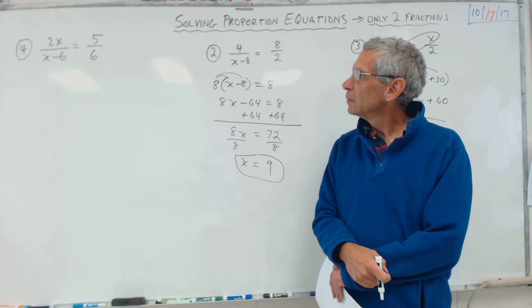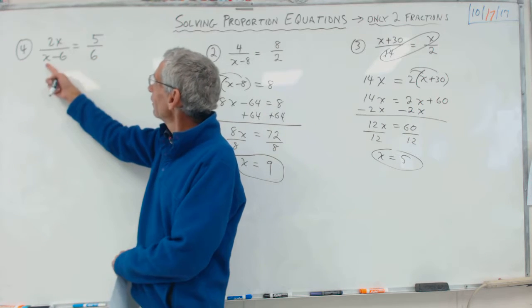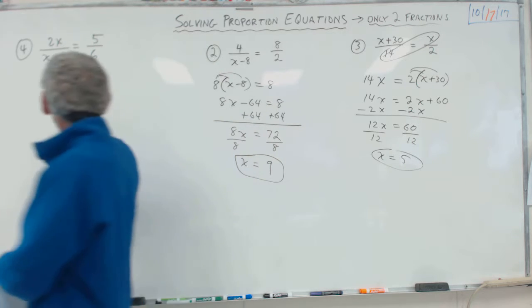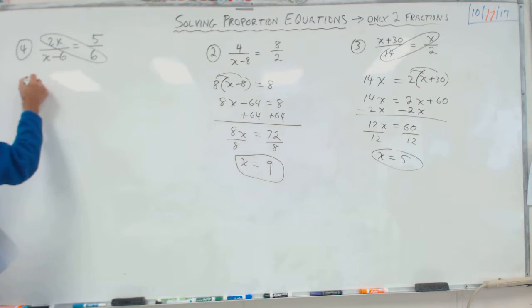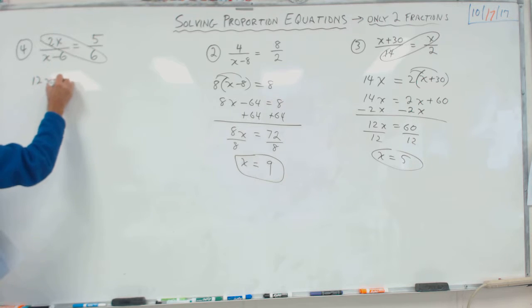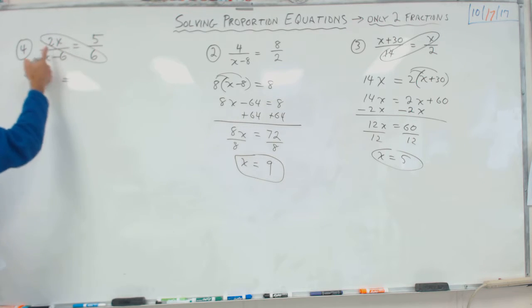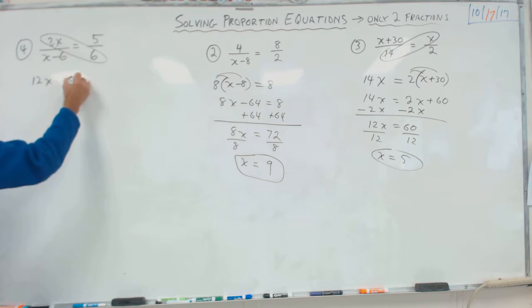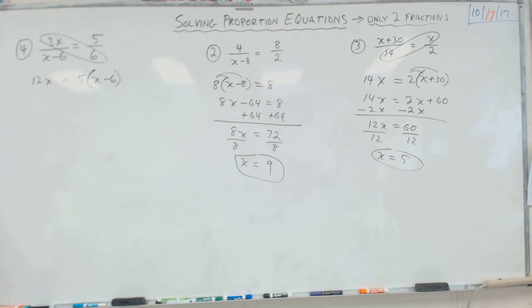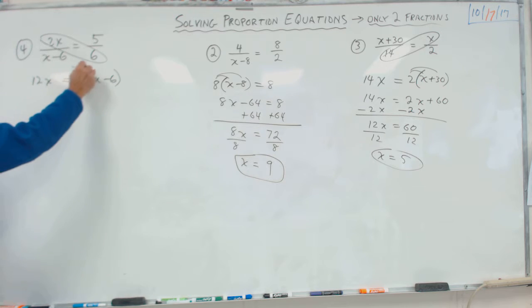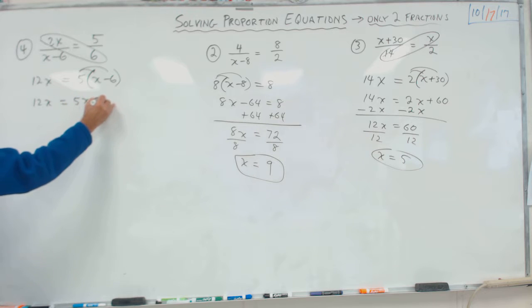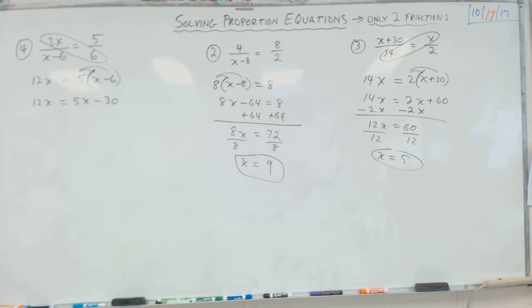The 2x and 6, right? Yes, because this would give me 5x, minus something. This would give me 12x. I agree with you. So I'm going to do this first. So 12x equals, right, because 2 times 6 is 12, right? So 12x is equal to, I've got to do 5 times this blob, x minus 6. Okay? And now I'm going to use my distributive property, and that gives me 12x is equal to 5x minus 30. Now what do I do?